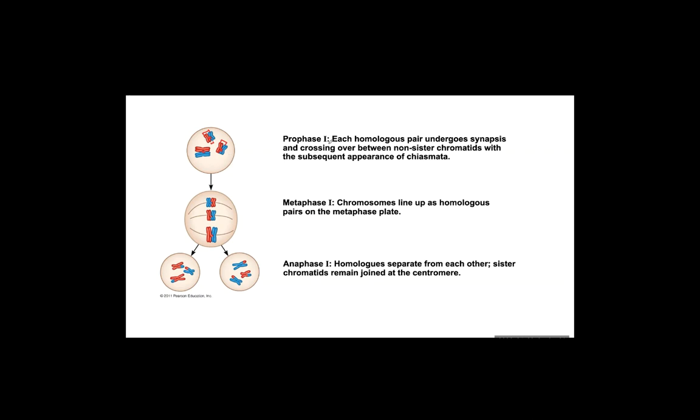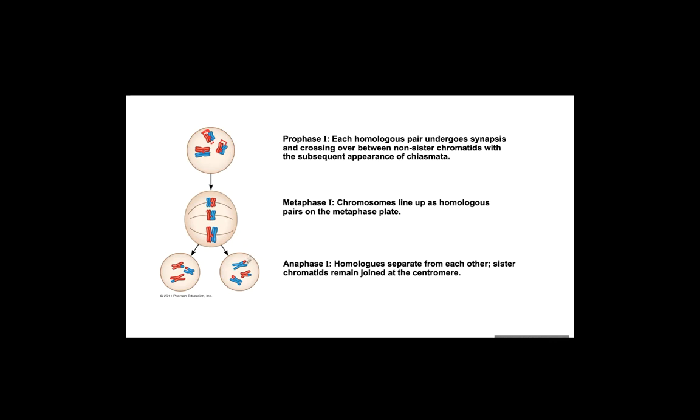Now, prophase one, each homologous pair undergoes synapsis. Synapsis means they attach tightly, they pair up. And crossing over occurs between non-sister chromatids, with the subsequent appearance of chiasmata. Now, metaphase one, chromosomes line up as homologous pairs on the metaphase plate, the equatorial plate.